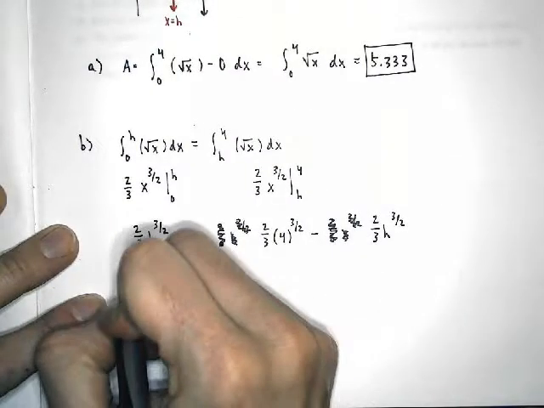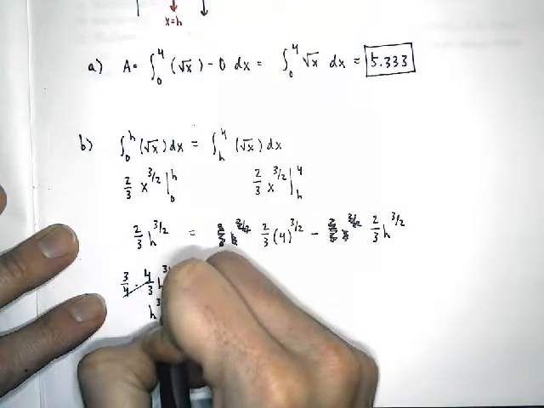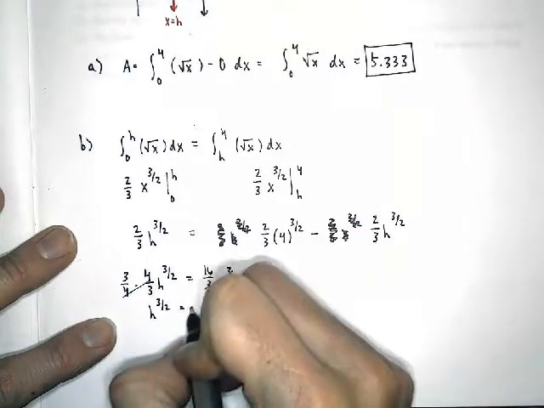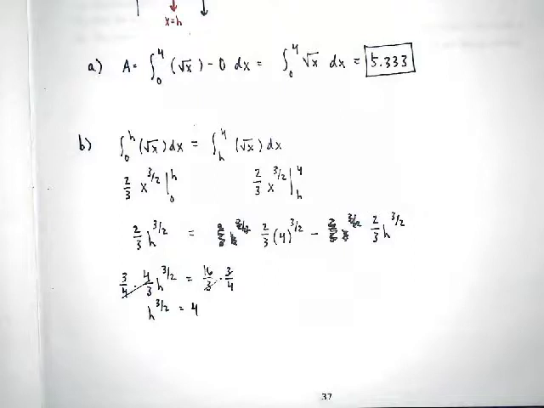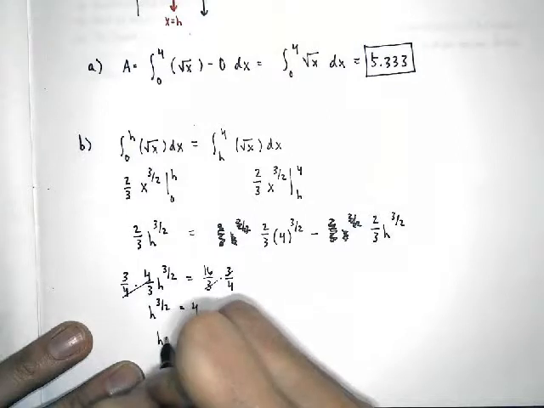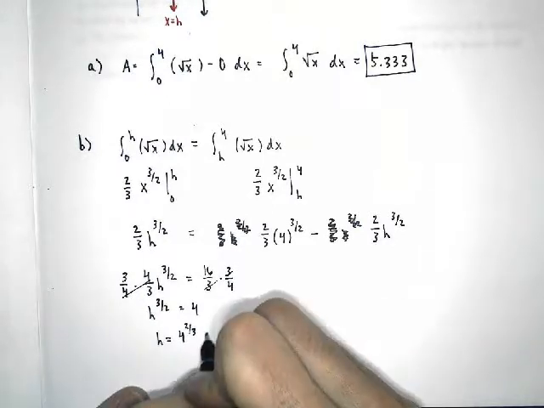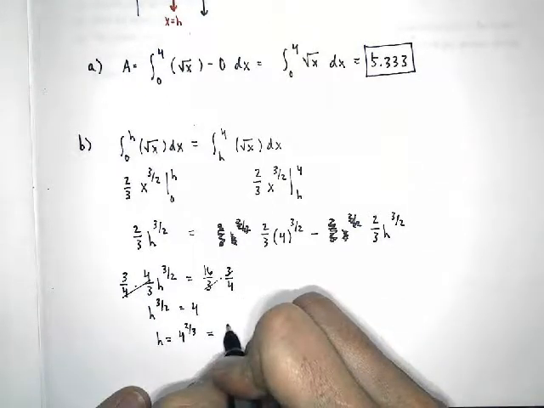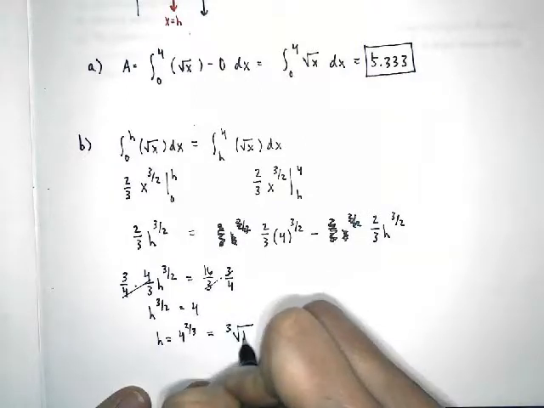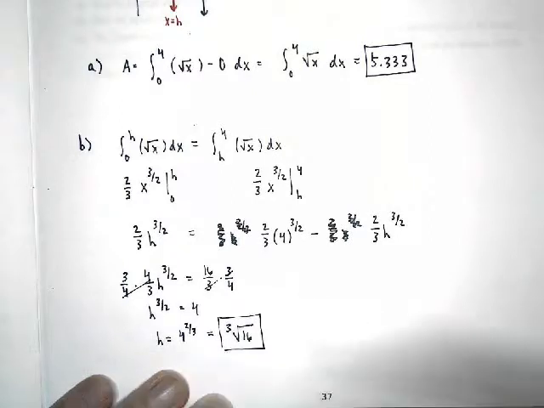Okay, now I'm going to try and solve for h here. So I'm going to multiply by 3/4 on both sides. So I have h to the 3/2 is going to be equal to 4. So now I'm going to raise this to the 2/3 power. So I have h is equal to 4 to the 2/3, right? Which is going to be the same as 4 squared is 16, so the cube root of 16. So the value of h is just going to be the cube root of 16.